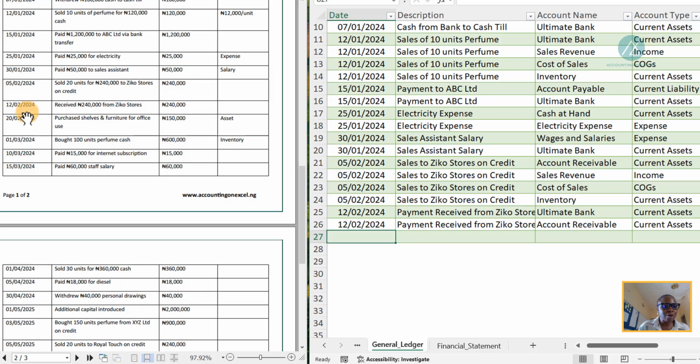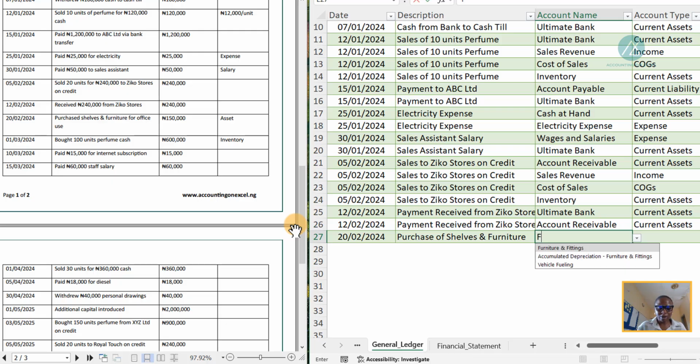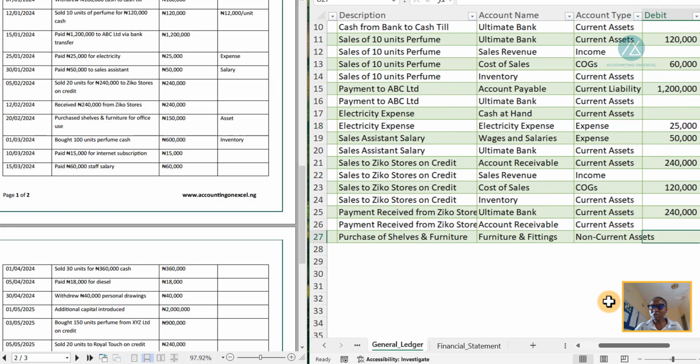So the next is what, on the 20th of February 2024: purchase of shelves and furniture for office use. So this is a fixed asset, and money is leaving, right? Furniture, do we have? Yes, furniture and fittings is a fixed asset. So it's a non-current asset.